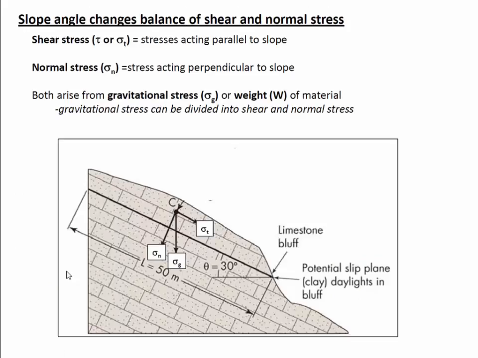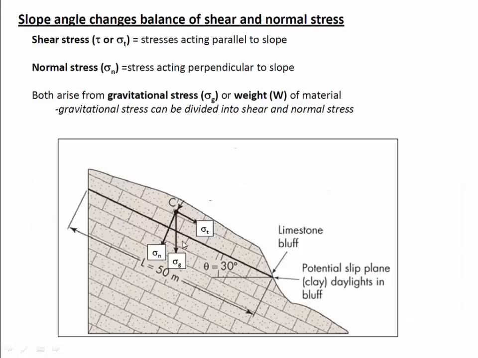So let's look more closely at this idea of shear stress and normal stress. Just to recap, shear stress is the proportion of gravity that acts parallel to the failure surface. We're going to denote that as sigma t. And normal stress is the proportion of stress that acts perpendicular to the surface. We're going to denote that as sigma n. So both of these arise from gravity or from the weight of the material.